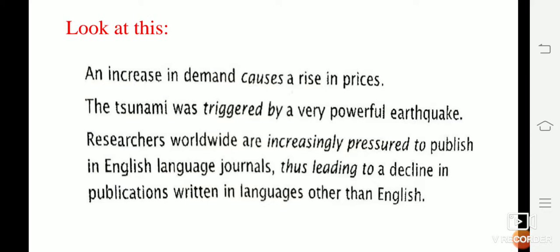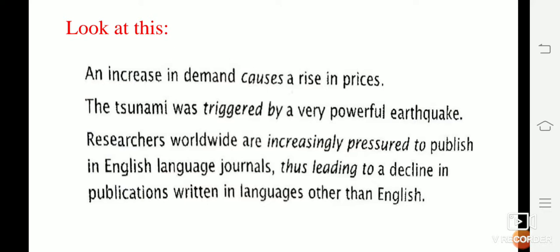An increase in demand causes a rise in prices. The tsunami was triggered by a very powerful earthquake. Researchers worldwide are increasingly pressured to publish in English language journals, thus leading to a decline in publications written in languages other than English. So if you look at it one by one, can you look at the first one? An increase in demand causes a rise in prices. Which one is the cause? The cause is an increase in demand. What about the effect? The effect is the rise in prices.